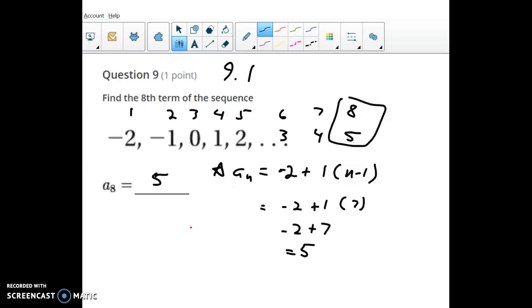But this is, I guess, more in section 9.2. You learn about that. For now, I guess just extend it out, and the 8th term is 5.